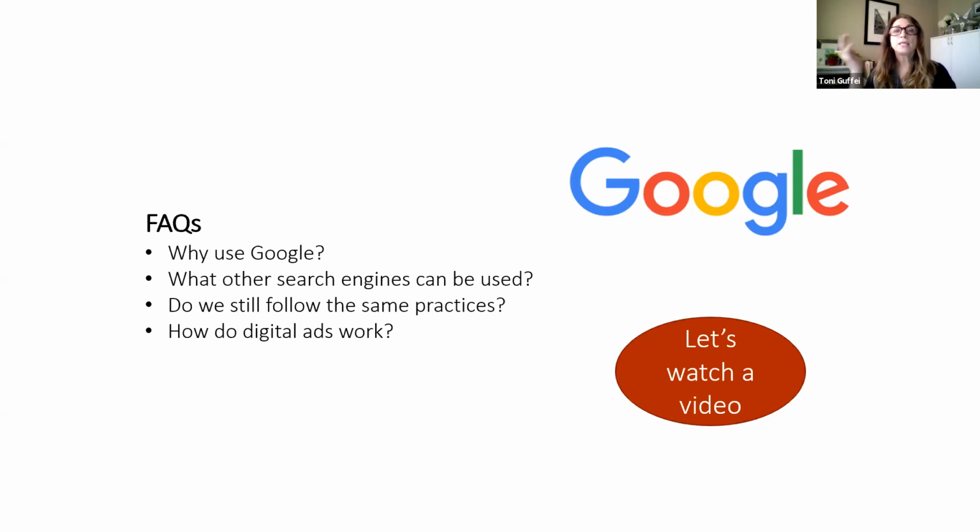But the thing is that other search engines can be used, but we still want to follow the same practices as Google, because this is what happens in the tech sector. The leader of the pack sets the pace, and they decide how to monetize their system, and everybody sort of follows suit because they've already done the trial and error. So the same practices will be effective likely on other search engines. So how do digital ads work?